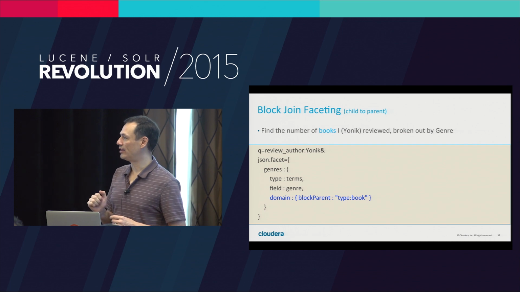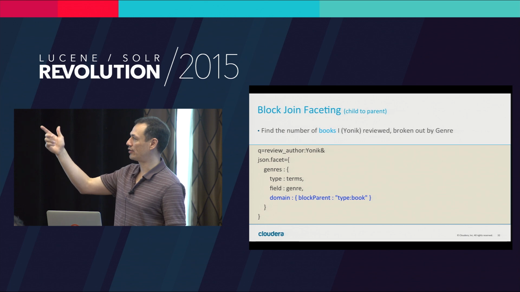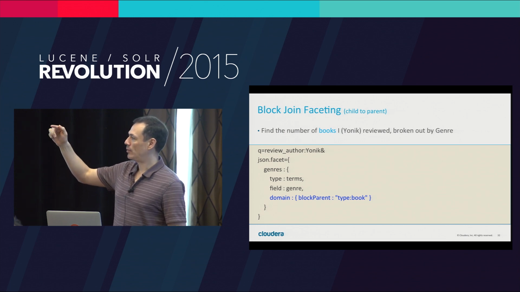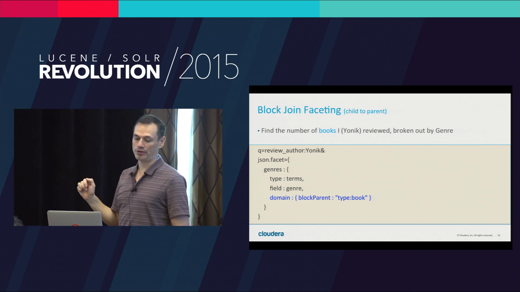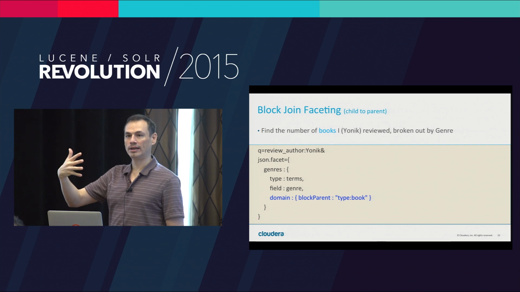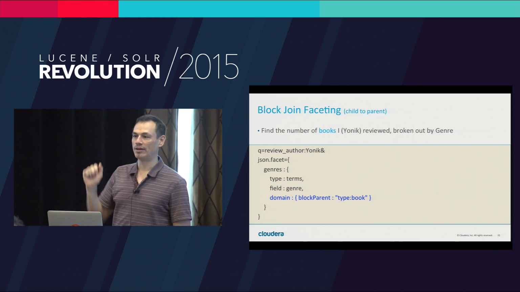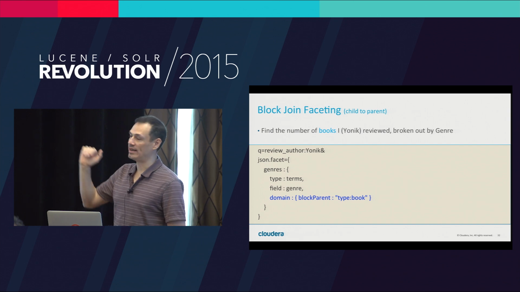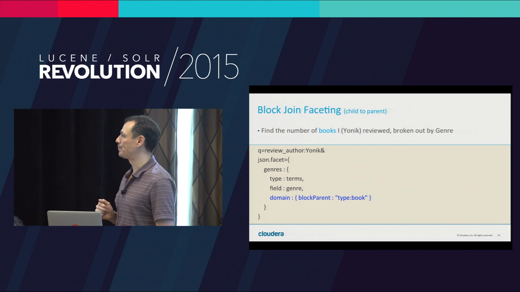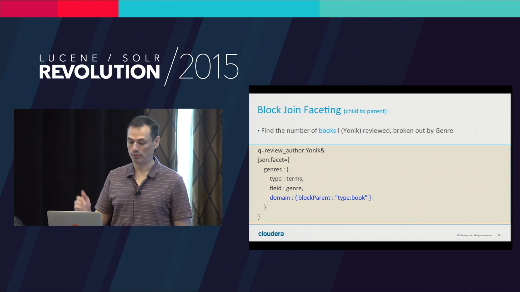And so what this says is, okay, well first we have our query. I'm searching for review author Yonik, so I come up with reviews that I wrote. And then we go to the faceting, and we look at the domain first, and it says, okay, the incoming domain is child objects, map them to the parents. And then after that, do the facet on the genre field, and it's a terms facet. And so that'll actually give me back books broken out by genre that I've reviewed.